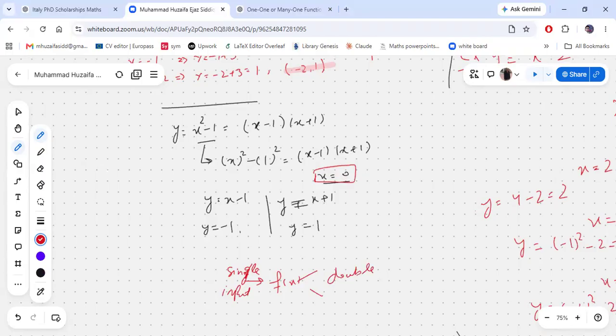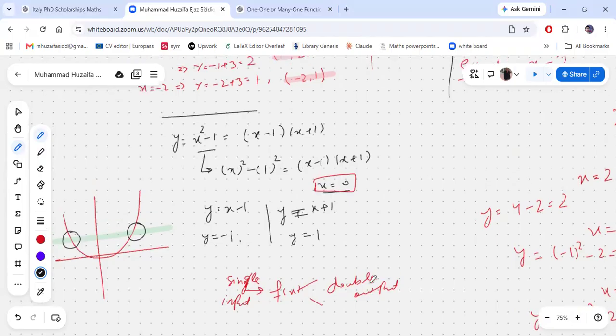Double output, and from that we can conclude that our graphical representation is a U shape. When we draw the horizontal line test, look here: our horizontal line crosses the function at two different points. That's why we are saying that this is a many-to-one function.